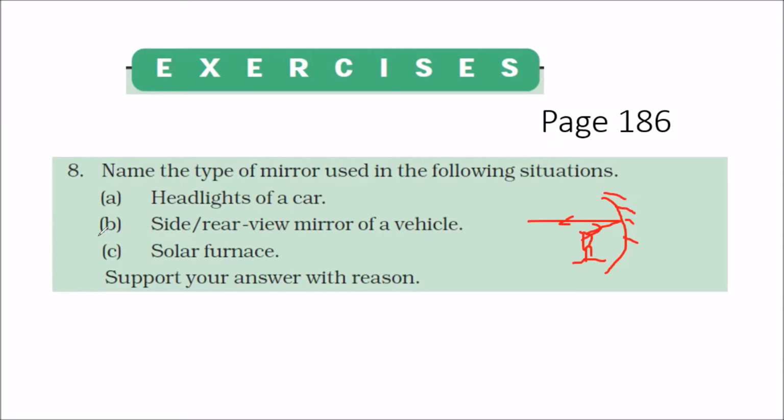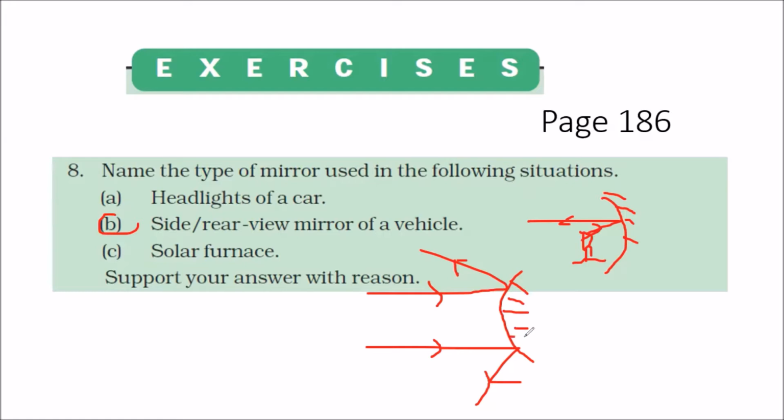In the other case, when we are talking about a rear view or side view mirror, we want to observe a larger area. So we will be able to see a greater area, and everything will be erect for us. So that's why we use the convex mirror in case 2. That's question 2, that is 8b.